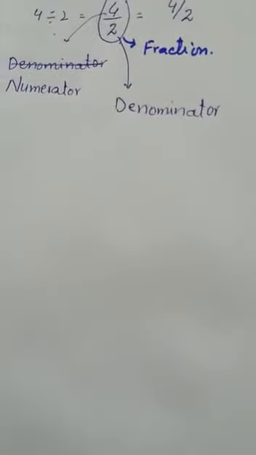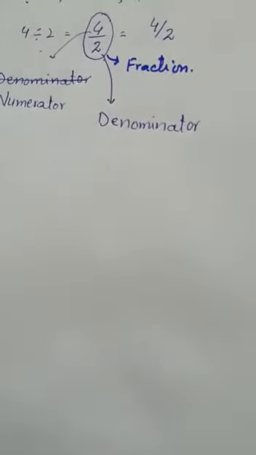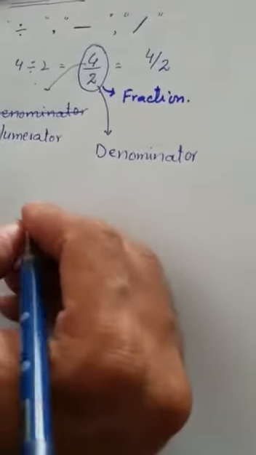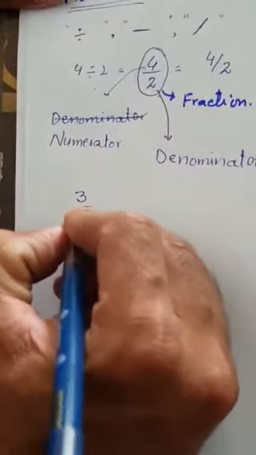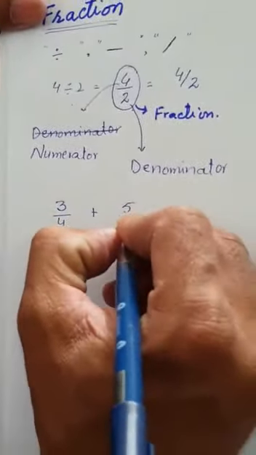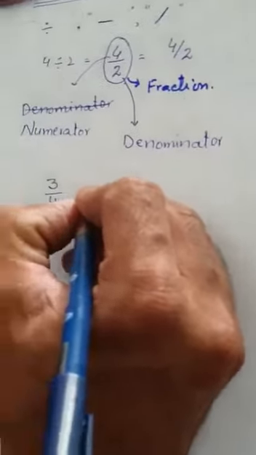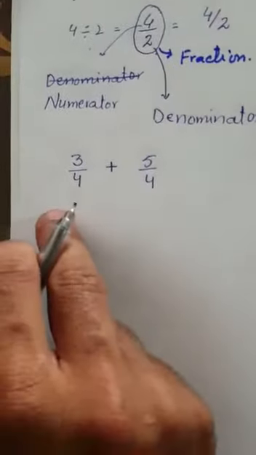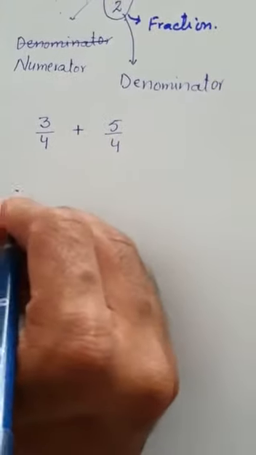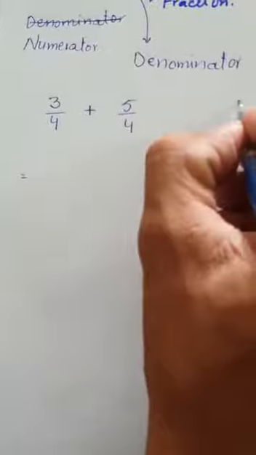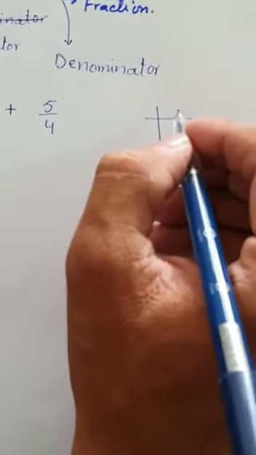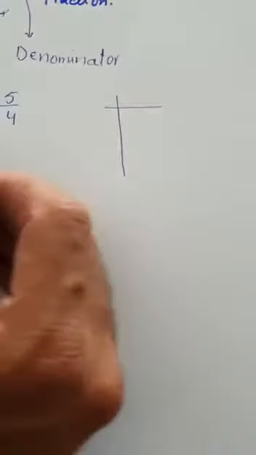In our today's lecture, we will discuss how we can add or subtract two different fractions. Suppose we are given with 3 over 4 plus 5 over 4. Okay, these are two different fractions and we want to solve these. So first of all we need to find the LCM, and we have learned in our previous chapter how we can find the LCM of numbers.